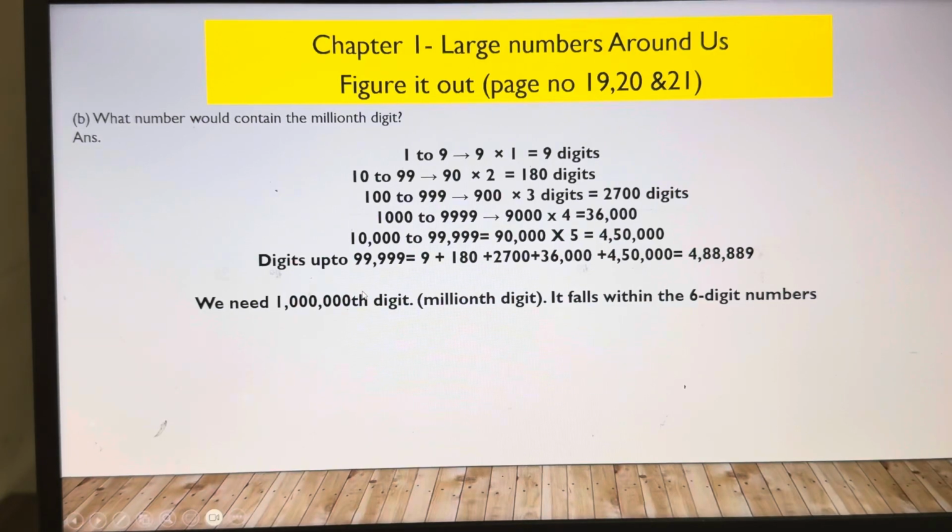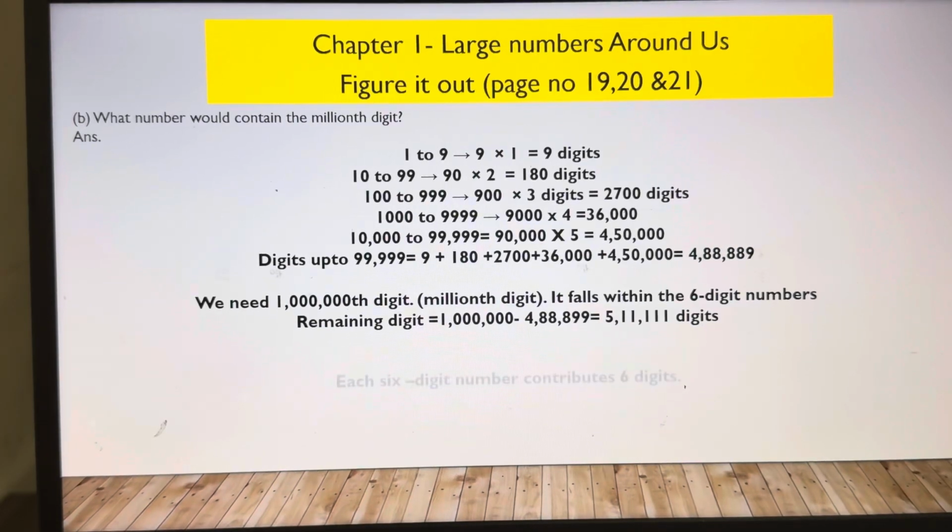Now we need the millionth digit, so it should fall within the 6-digit numbers. How many digits are remaining? First, we need to find out. From 1 million, we subtract the number we got. So 1 million minus 4,88,889, we get 5,11,111 digits. So still these many digits are left.